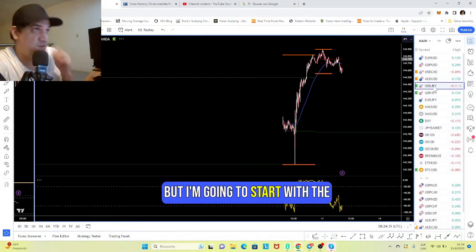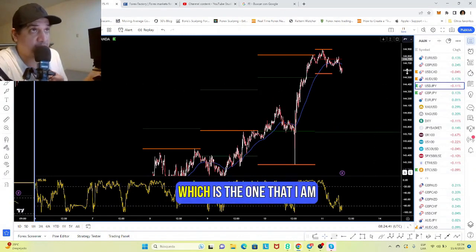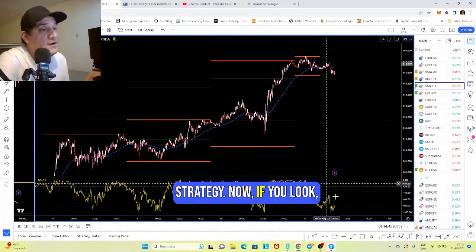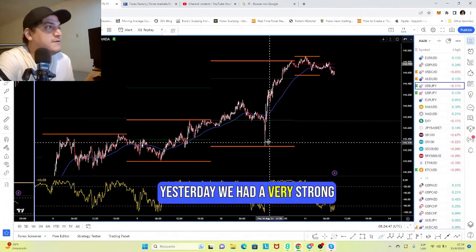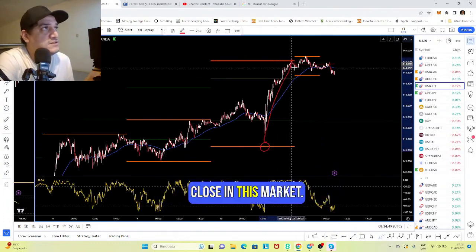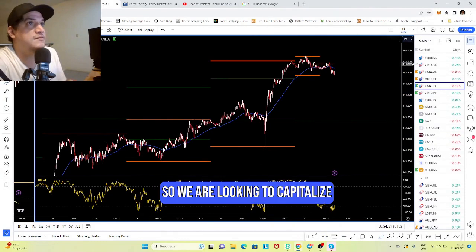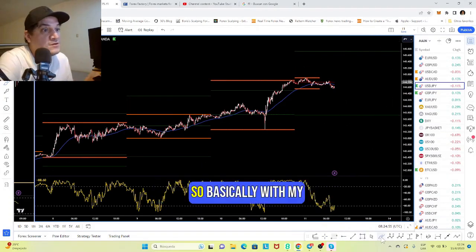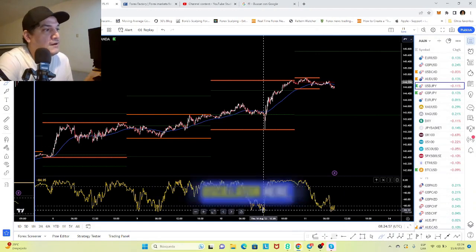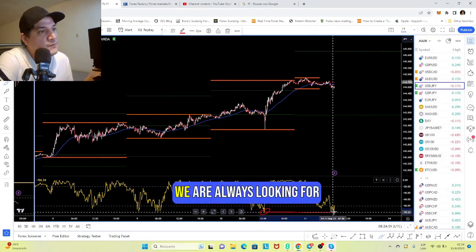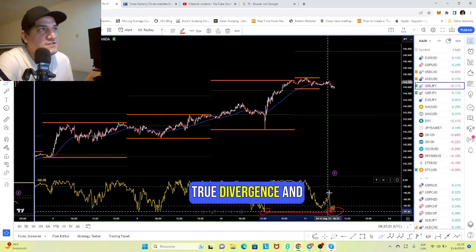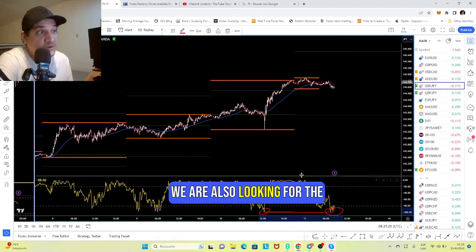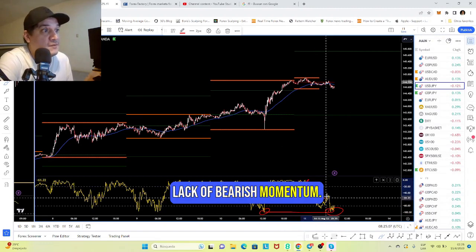But I'm going to start with the US dollar Japanese yen, which is the one that I am trading today with the F1 strategy. Now, if you look yesterday, we had a very, very strong close in this market. So we are looking to capitalize on the continuation of the move. With my oscillator here, we are always looking for true divergence, and we are also looking for the lack of bearish momentum.